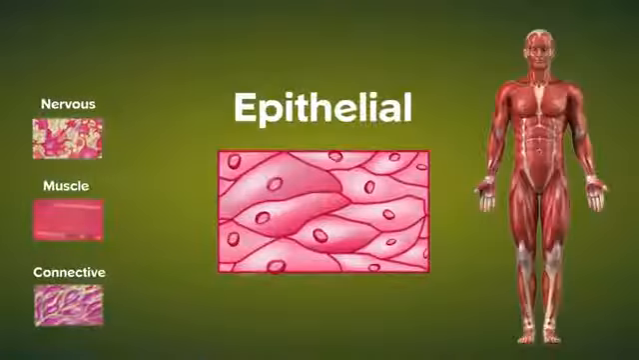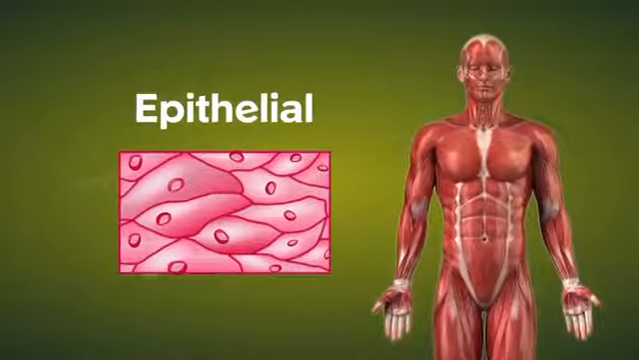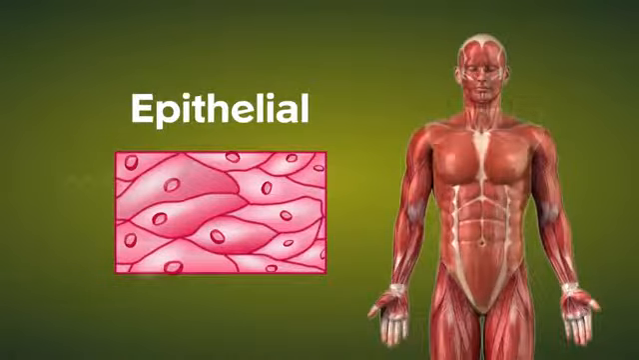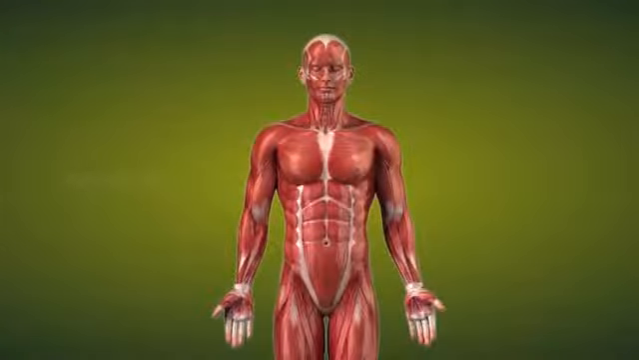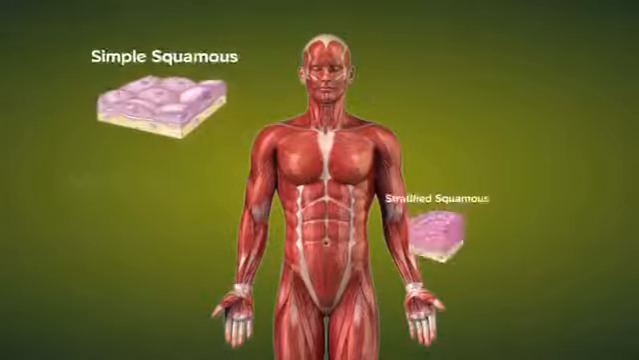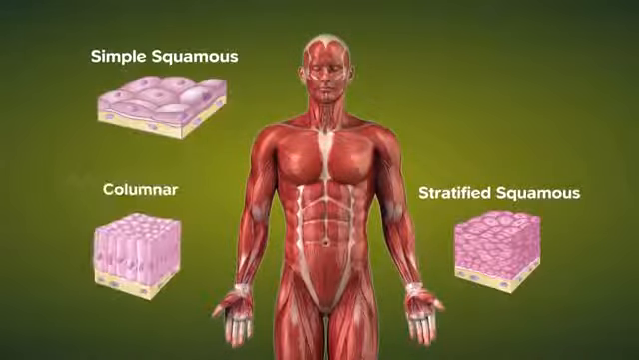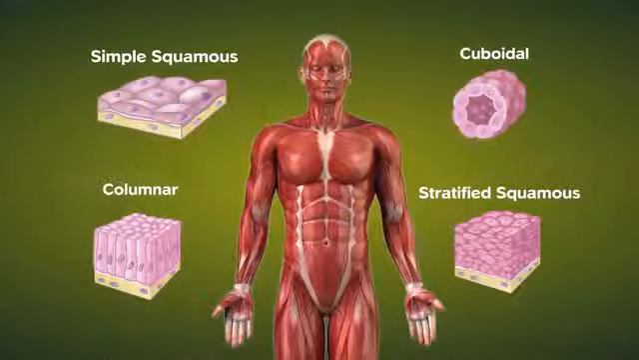Let's first look at the epithelial tissue. This tissue covers and protects the internal and external surfaces of the animal body. Epithelial tissue is subdivided into simple squamous, stratified squamous, columnar, and cuboidal epithelium based on the shape and function of their cells.